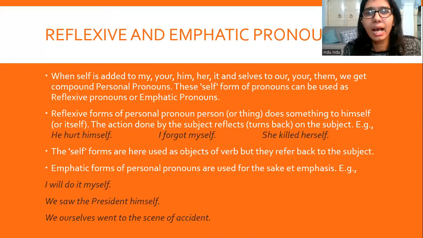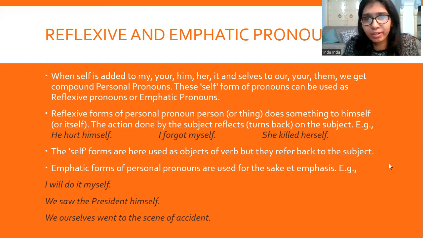Okay. Now we have reflexive and emphatic pronouns. When self is added to my, your, him, her, it, and selves to our, your, them, we get compound personal pronouns. These self forms of pronouns can be used as either reflexive pronouns or emphatic pronouns. Reflexive forms of personal pronouns are used when a person or thing does something to itself or himself.